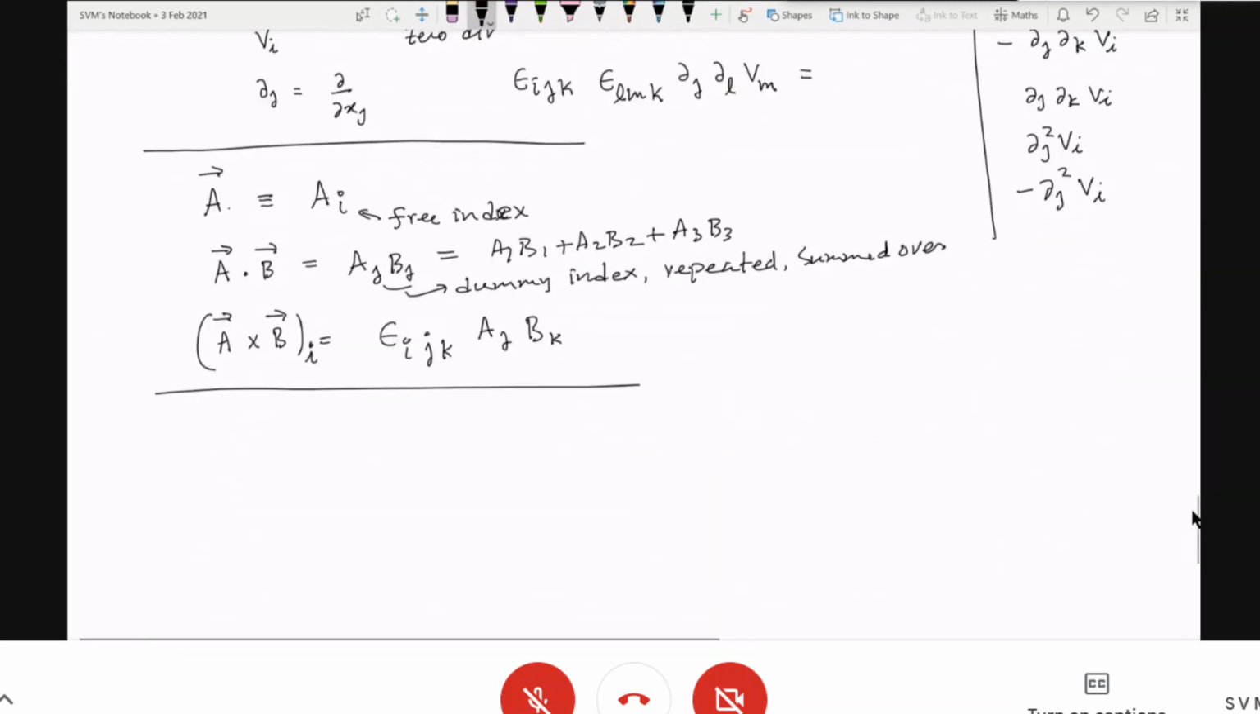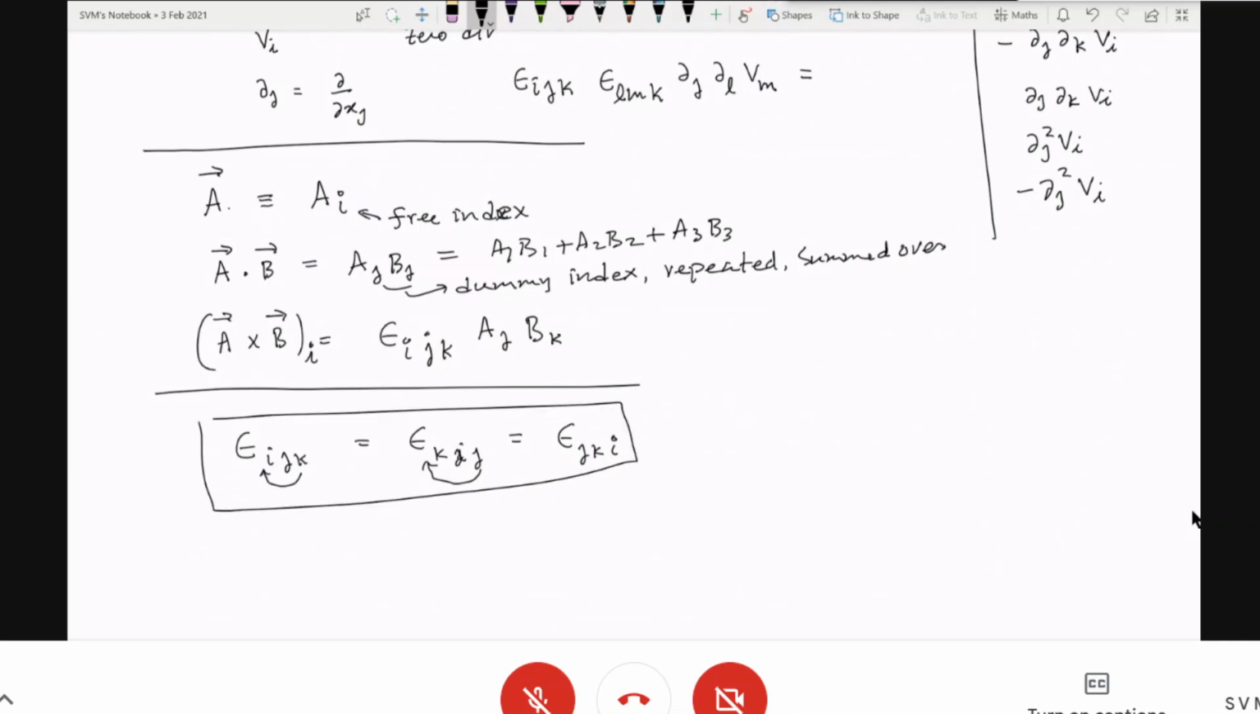Now some properties of epsilon ijk. Suppose I have epsilon ijk, this is the same as epsilon kij, which is the same as epsilon jki. These are cyclic permutations. Now k is going here in this case, or j is going here in this case. So they are all 1. If it is cyclic, it is 1, otherwise it is -1. This is something that you may recall.